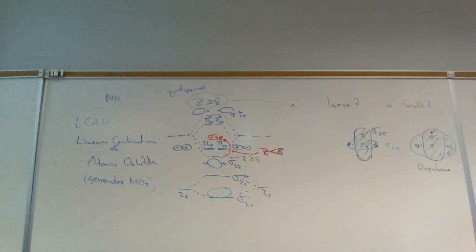So this is for first period. Second period. These are the 2 charts you have to learn. Z greater than or equal to 8, normal. So what is 8? That would be for oxygen: oxygen, fluorine, and neon. Z less than or equal to 7, or just Z less than 7.